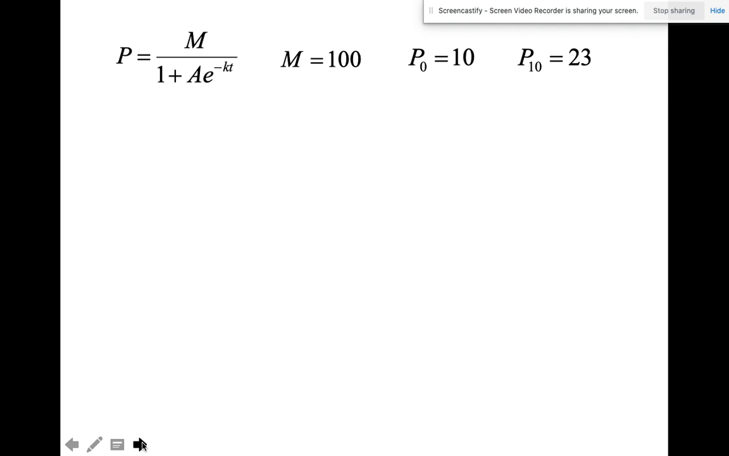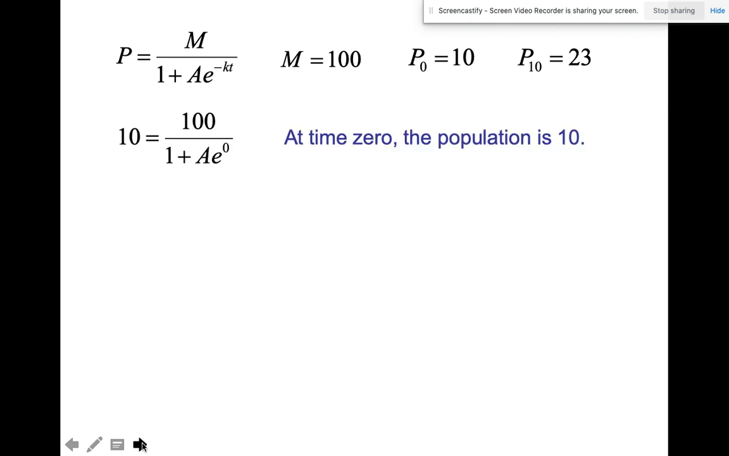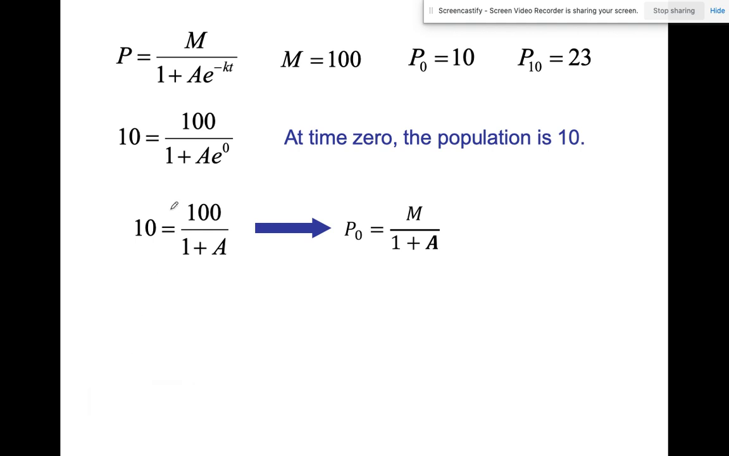So the first thing I'm going to do is plug in 0 for t, which is nice because I get e to the 0, which is 1. Do some algebra. And look at that. This will always be so, right? Can you see what happened here? 10 was my initial population, right? Is equal to M, my 100, over 1 plus A. That will always happen because you're plugging in 0 for t, for your initial population.